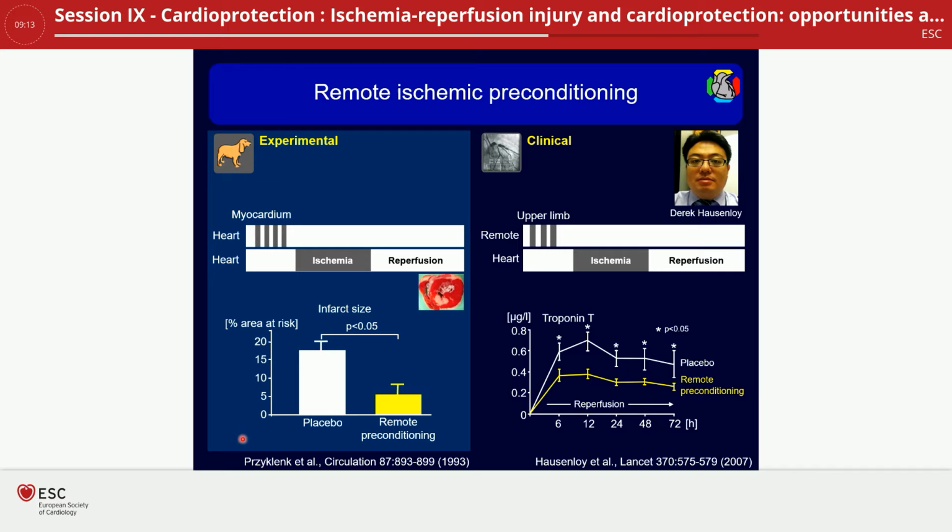And what he saw is that the troponin release as a measure of injury to the myocardium was actually sizably reduced by that intervention. So he could show that a non-invasively induced ischemia reperfusion to the forearm was actually protecting the human heart during coronary artery bypass surgery.